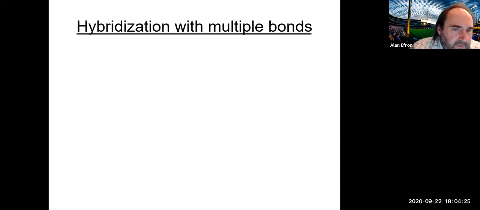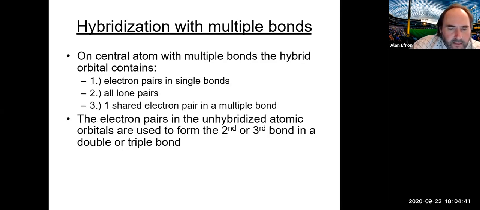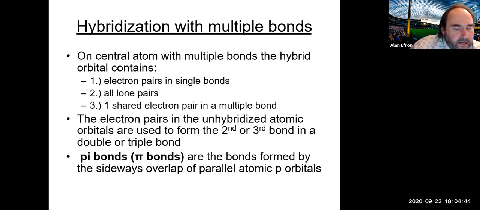Now, what happens when we start to get some multiple bonds? We do have some unhybridized orbitals that get in play when we get into double bonds or triple bonds. And we create another type of bond, which is referred to as a pi bond. And a pi bond is the formation of what happens when we make a double bond or a triple bond.